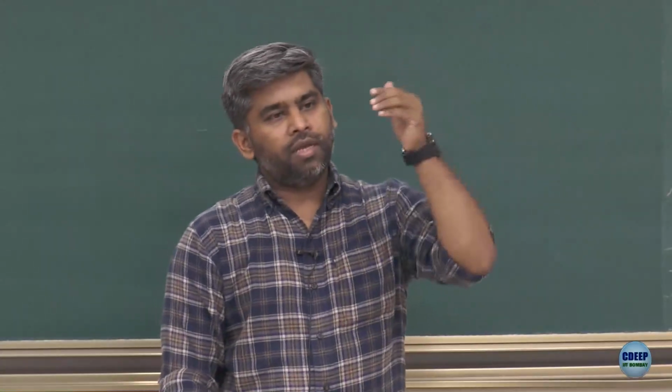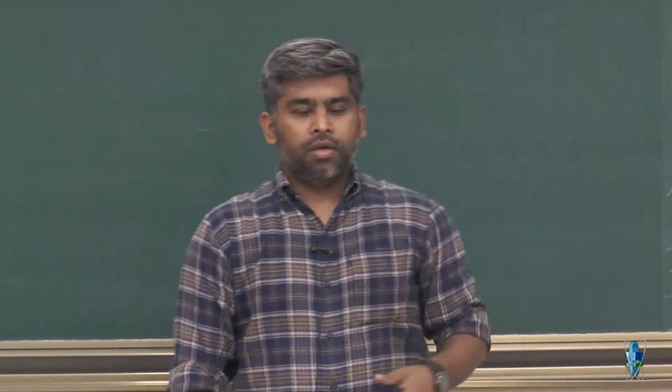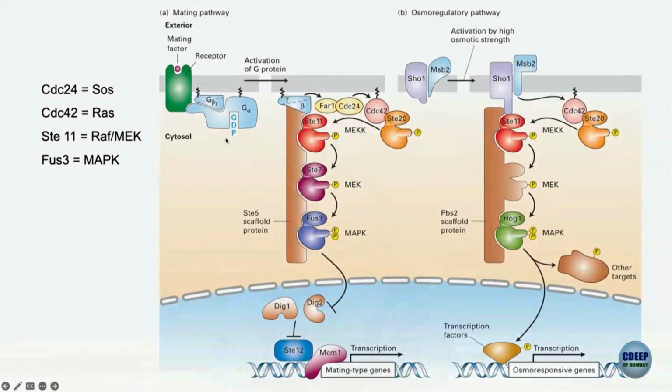Now, in yeast you will find an equivalent for every enzyme in this RAS MAP kinase pathway, similar to the mammalian system. I have given the equivalence of what is what here. Can you see this? Just focus on this mating pathway right now, the left side pathway, and we will go to the other pathway after some time.